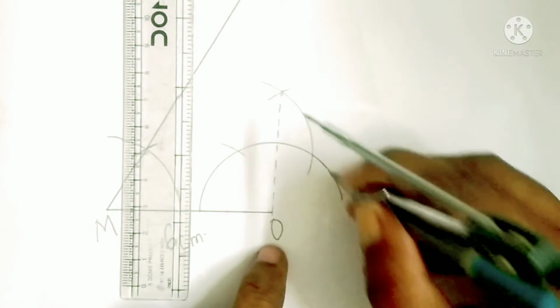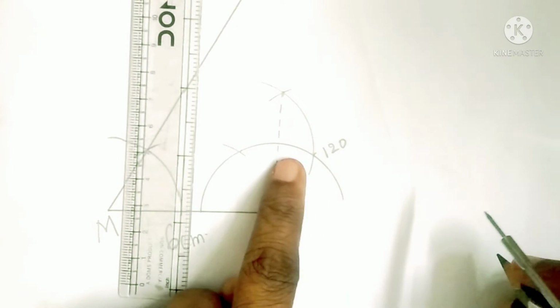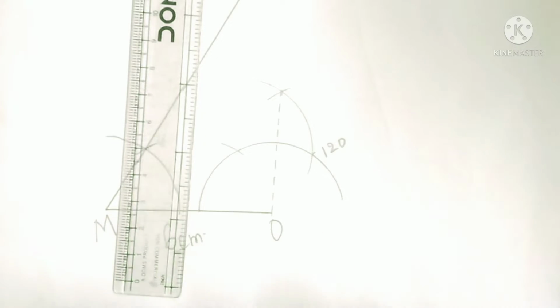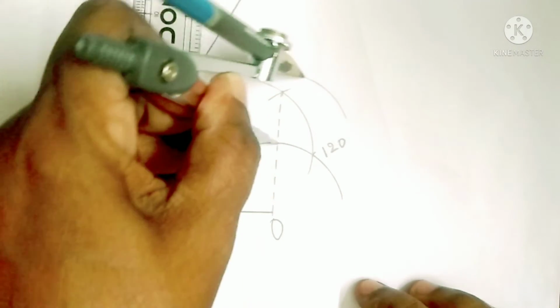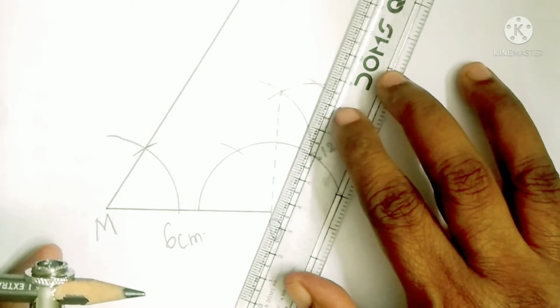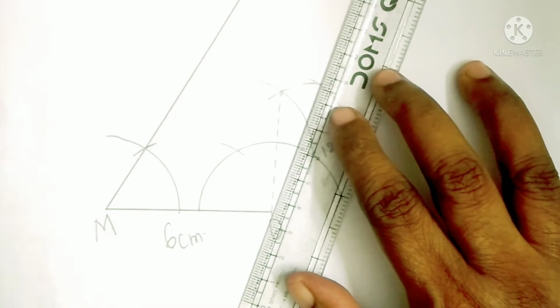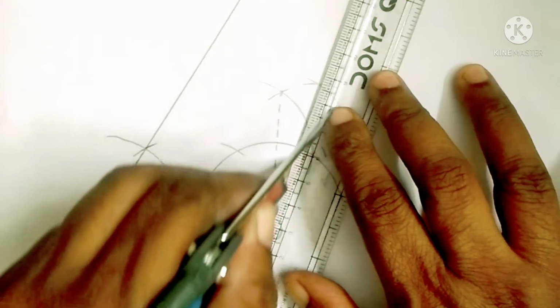So, 90 and this point is for 120. So, 90 to 120 it is 30 degree. So, that 30 degree when you bisect, what will you get? You will get 15 degree. So, total it will be 90 plus 15, 105.